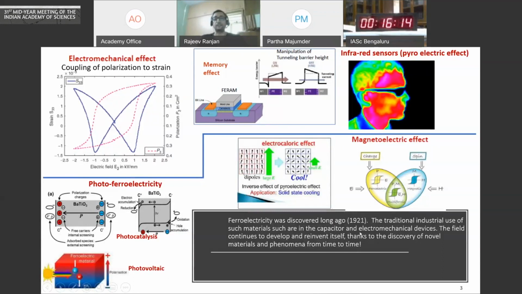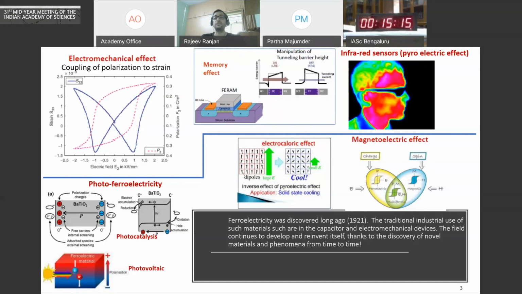Now, the ferroelectric phenomenon was discovered long ago, and ferroelectrics have been used in wide-ranging applications, like in the capacitor industry and electromechanical devices, which I'll be talking about today. Though the field is very old, it continues to reinvent and develop thanks to the discovery of novel materials and new phenomena related to ferroelectricity from time to time. Here I am trying to show some of these examples. The coupling of polarization to strain leads to the electromechanical effect, which I'll be discussing in detail in today's talk. Also, ferroelectric materials are used in memory devices, like ferroelectric random access memory. And more recently, this memory has also been used via tunnel barrier heights. The polarization affects the Schottky barrier across ferroelectric-metal junctions, which we can manipulate to design new tunnel-based memory devices.